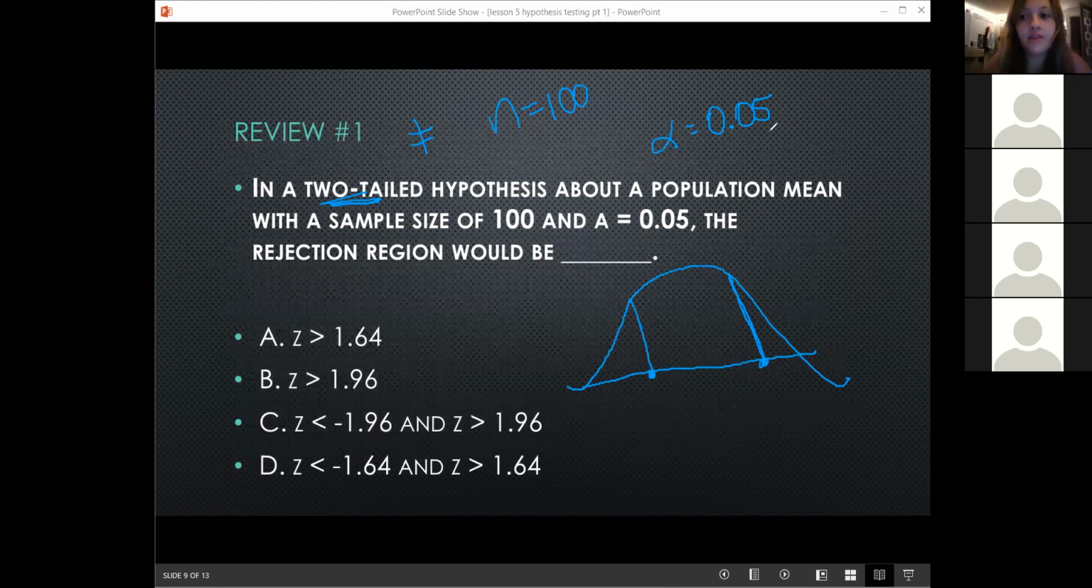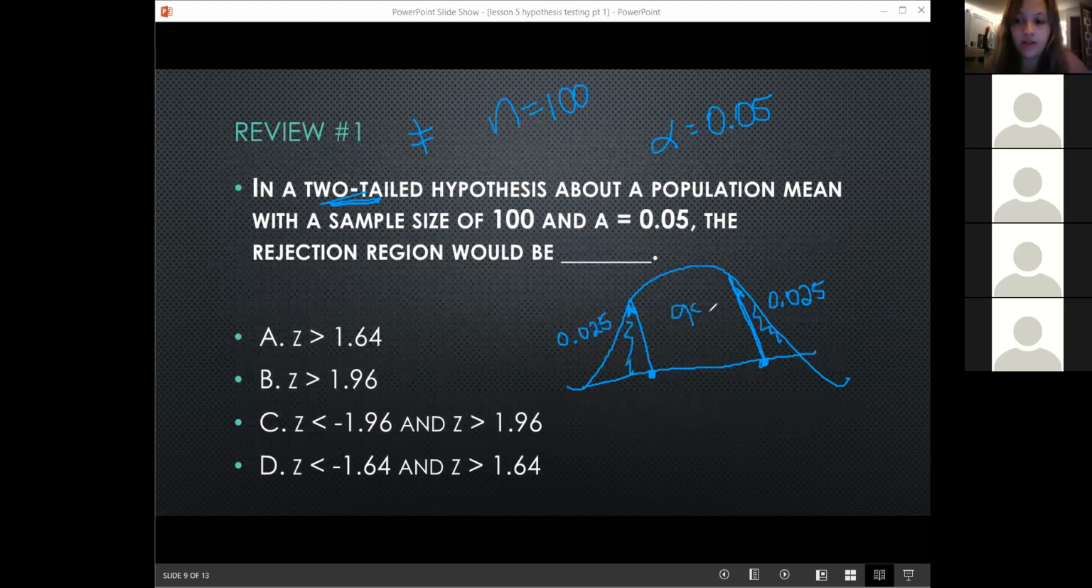So if alpha is 0.05, that means our rejection region has to be equal to 5%. In this case, we have a rejection region over here and then over here, so we technically have to split it up. So this is going to be 0.025, 2.5%, and then the same over here. Together, it makes 5%. So this is our rejection region. We have half of it over here, half of it over here.